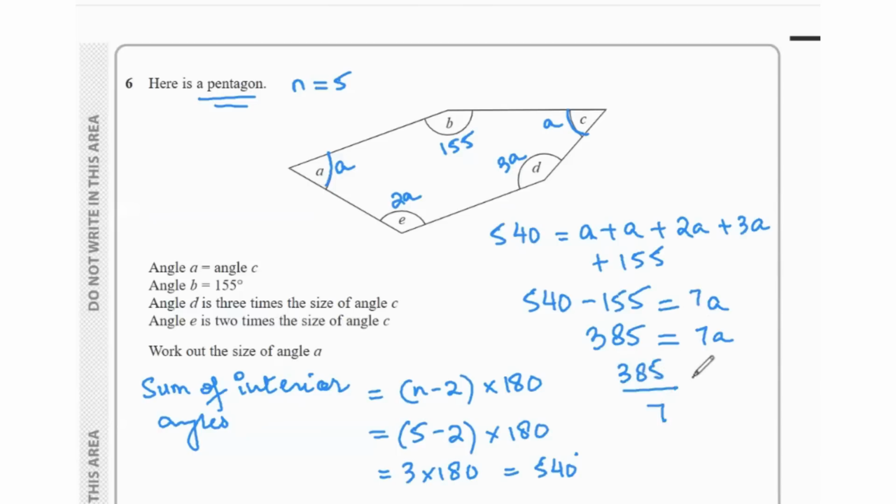385 divided by 7. So 7 fives are 35. 38 minus 35 is 3 again, 35. So that's going to be 55. Angle A equals 55 degrees. That's your answer.